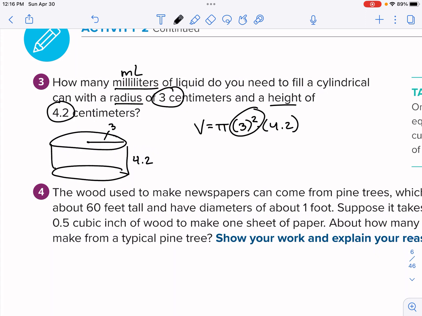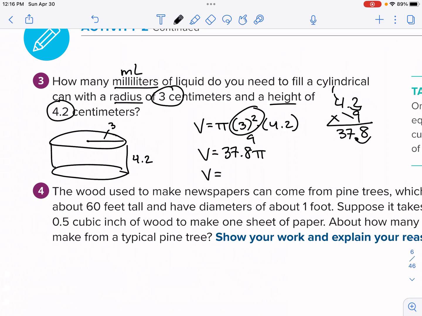All right, 3 times 3 is 9. Let's do 4.2 times 9. This is 18, carry the 1. This is 36 plus 1 is 37. We account for that place value here, so we're going to put it here. So the volume is 37.8 pi cubic centimeters, but let's multiply by 3.14. Actually, I'll just give you the answer for this one. If you multiply by 3.14, you're going to get 118.692 cubic centimeters.